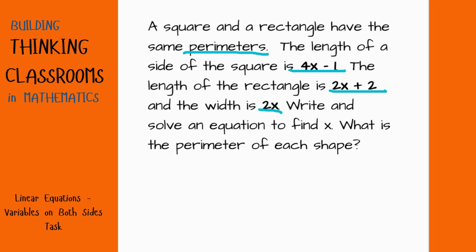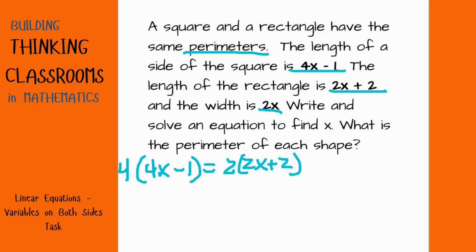Now, when I'm writing just my normal answer key to have, I had set it up as 4 times (4x minus 1), and then I have 2 times (2x plus 2) plus 2 times 2x. Now, this is something that we more got to in the consolidation piece. We didn't really expect our kids to write it out this way, but they have to understand that there's more than one piece to find right now.